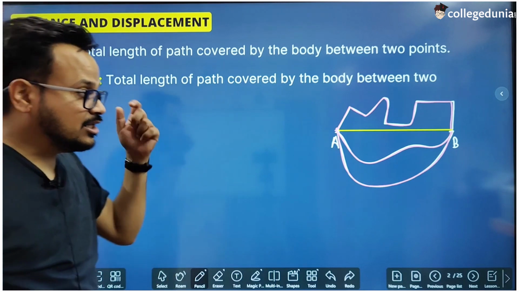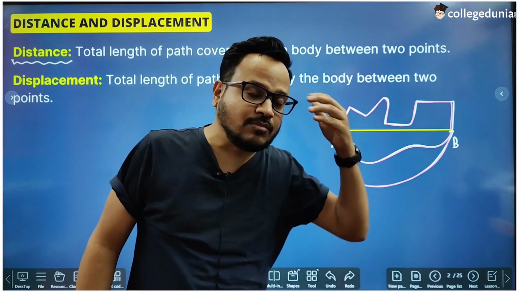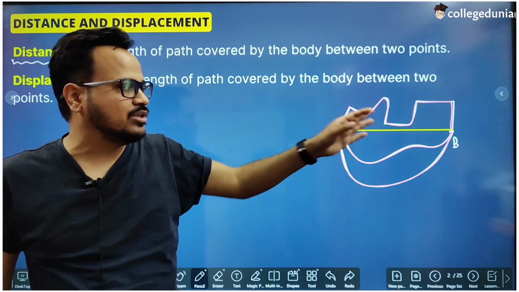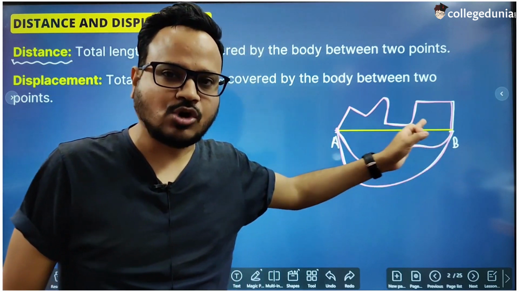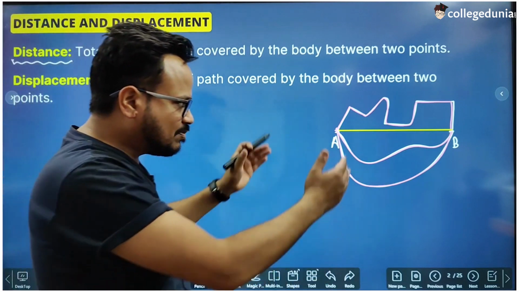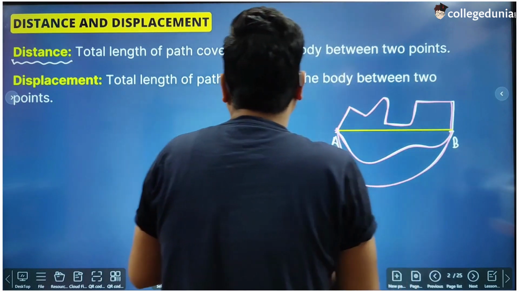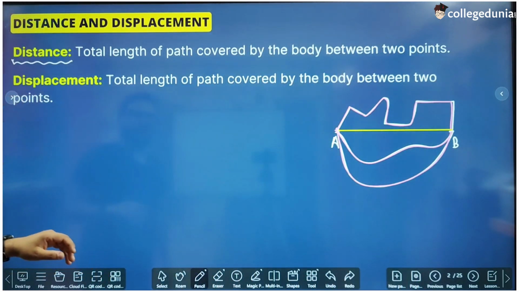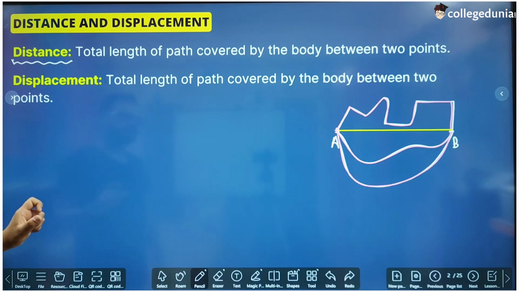And we know from our knowledge of mathematics that the shortest distance between 2 points is always a straight line drawn from one point to another point. So displacement is also defined as the shortest distance.